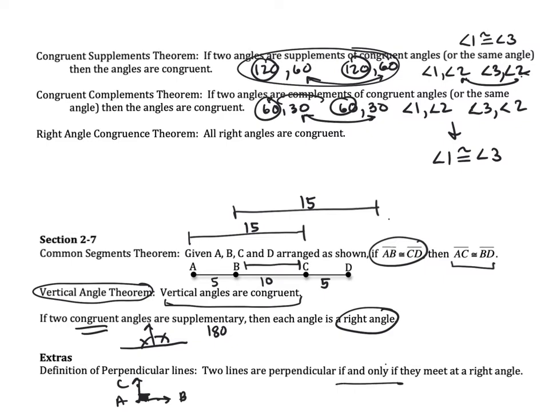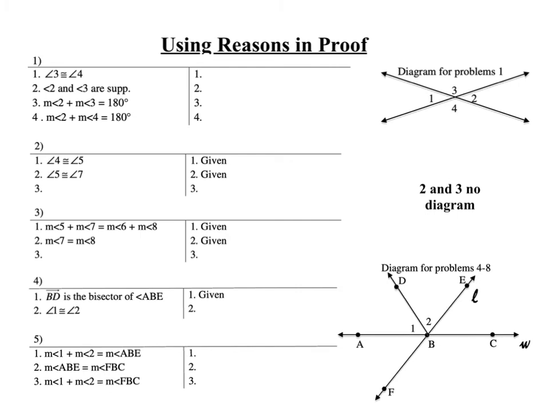Again, it's if and only if. That means it's a biconditional. So I could say if they meet at a right angle, then they're perpendicular. All right, let's look at this first little proof. We're supplying the reasons.